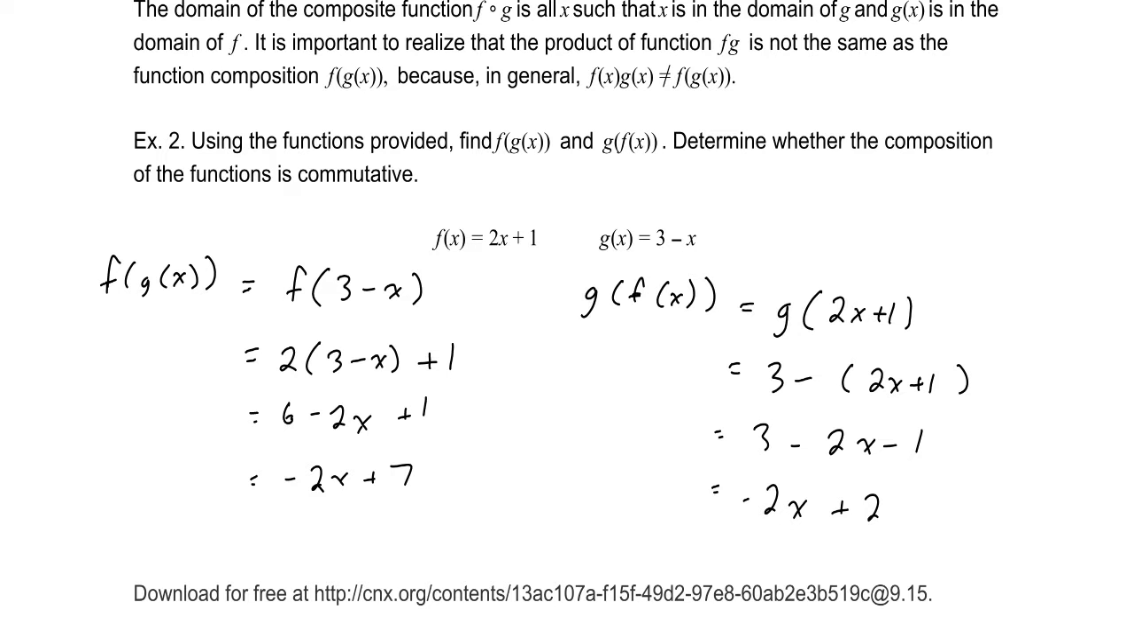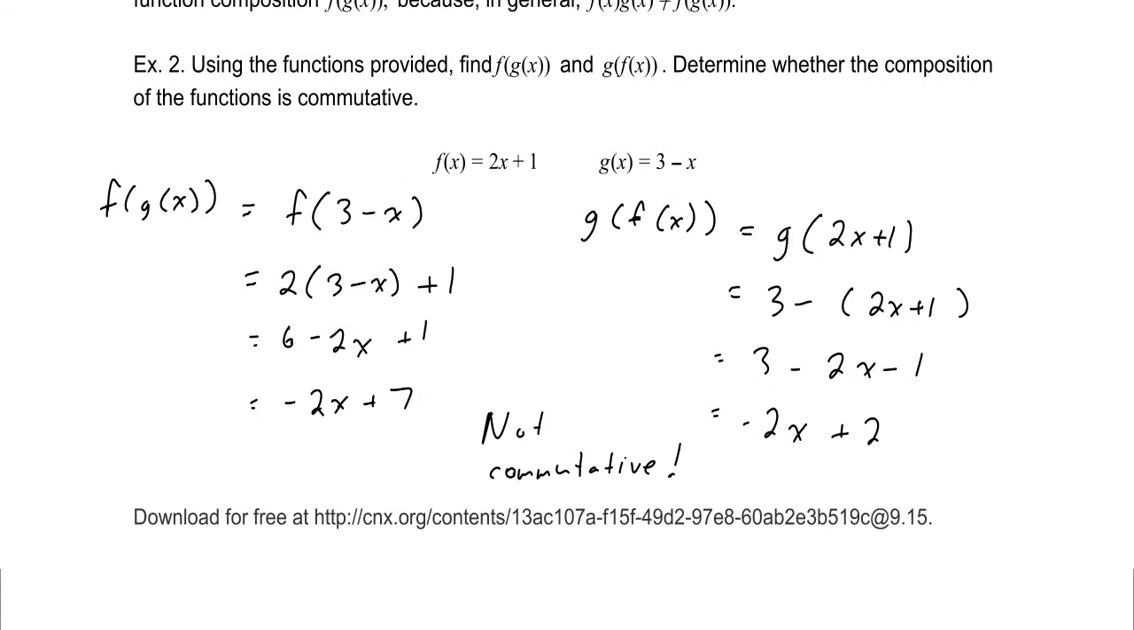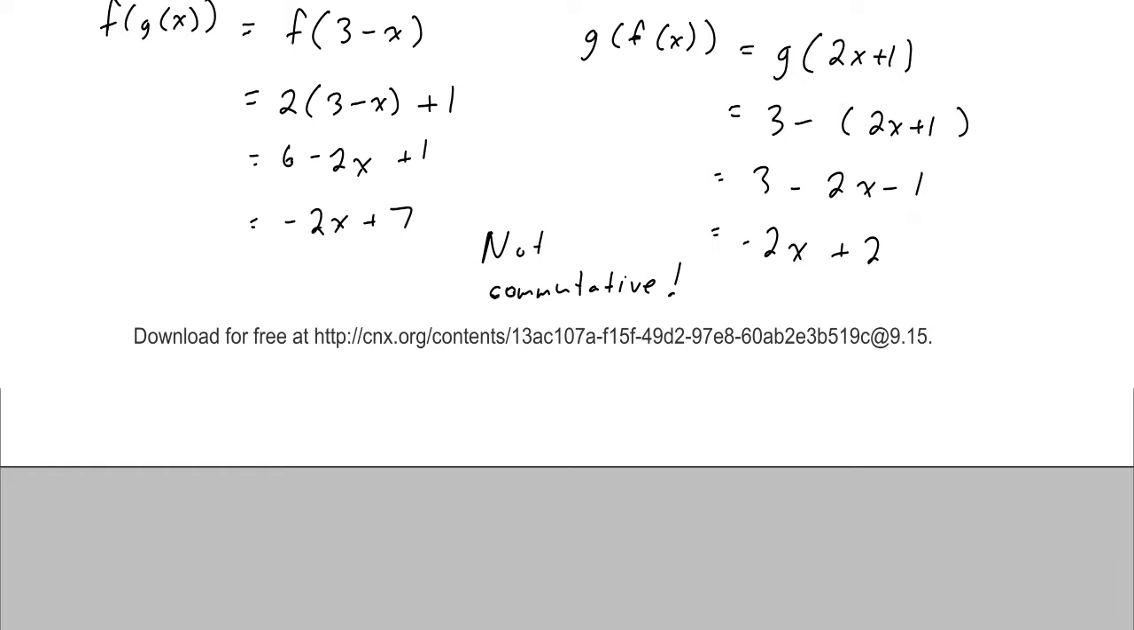Now, if doing the operation f composed with g is the same as g composed with f, then it's commutative. However, we can see here that f composed with g and g composed with f are two different functions, so this is not commutative. And in general, function composition is not commutative. We cannot just simply change the order and get the same thing.